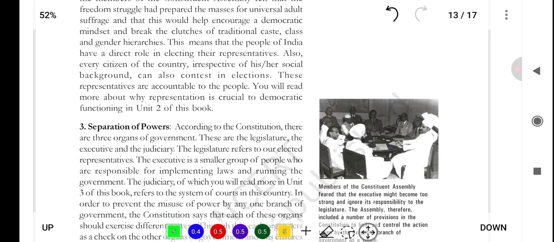The term state is used to distinguish it from government, which is responsible for administering and enforcing laws. The Indian state, for example, has a democratic form of government. The Constitution of India guarantees universal adult suffrage for all citizens, ensuring a democratic mindset. The Constitution separates powers between the legislature, executive, and judiciary, preventing misuse of power.